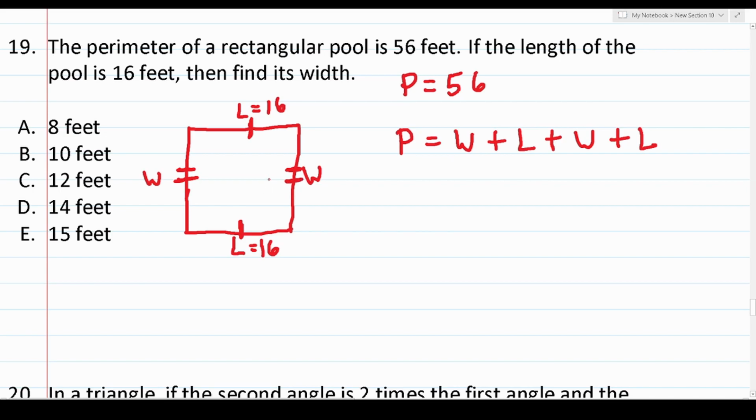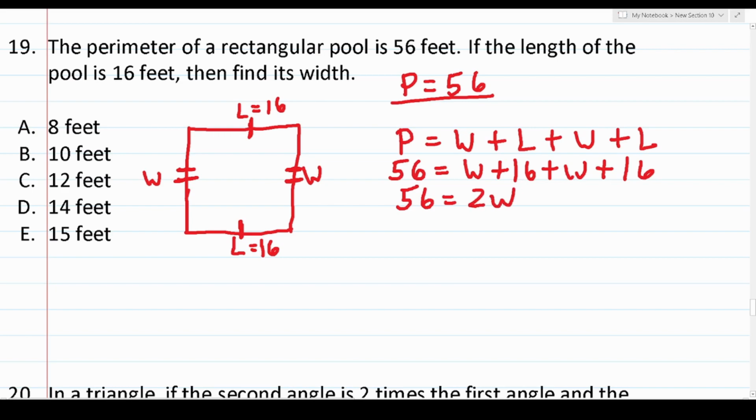So let's go ahead and plug in what we have into this perimeter formula I just wrote here, and then solve for what we're missing. Again, we're told P equals 56. So in place of P here, I'm going to put 56. Likewise, we know what L is in this equation. L is 16. So this is W, which we're trying to figure out, plus 16 plus W plus 16. Let's go ahead and combine our like terms. We have 56 equals W plus W is 2W. 16 plus 16 is 32.